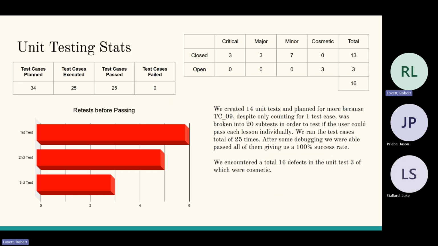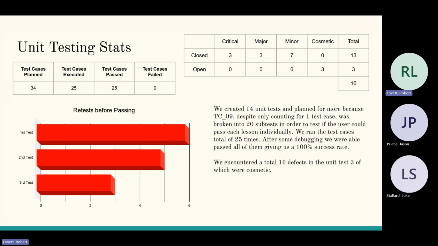Despite only creating 14 unit tests, we planned for more because test case number 9, which was testing our lessons to make sure we could pass them accurately, was broken into 20 subtests in order to test if the user could pass each lesson individually, which is why we have more test cases planned than we have test cases to run.